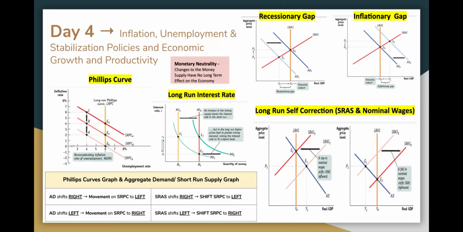So that's how we see it in our short run aggregate supply, our aggregate demand, and our long run aggregate supply curves. That's what we look at, that's what we notice.